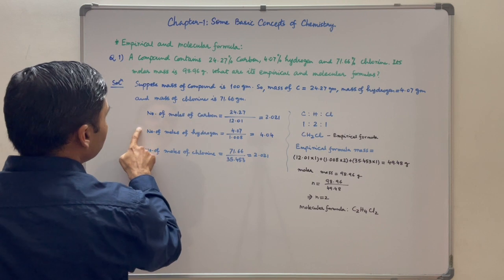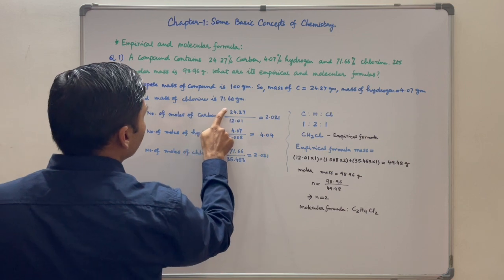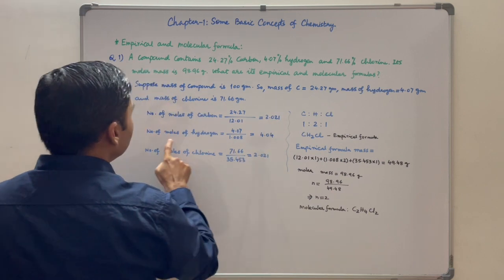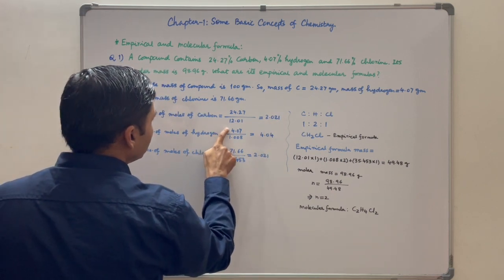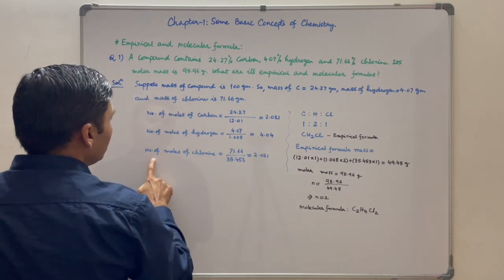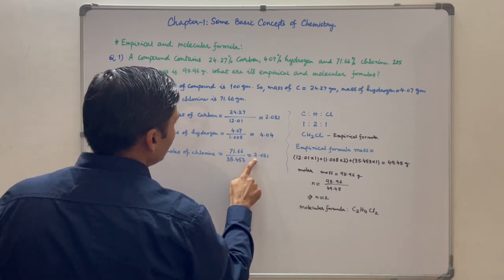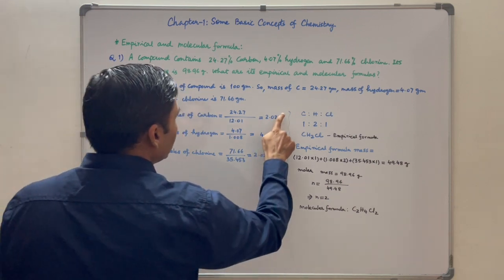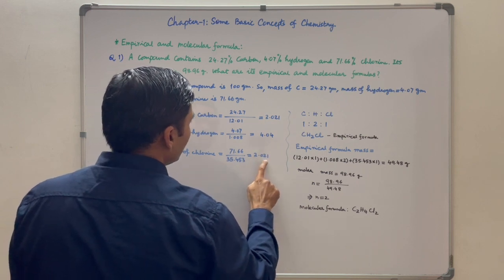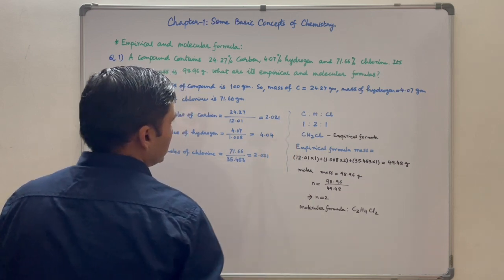Now we will calculate the number of moles of carbon, hydrogen and chlorine. Number of moles of carbon is equal to mass of carbon upon atomic mass of carbon. That comes out to be 2.021. Number of moles of hydrogen is equal to mass of hydrogen upon atomic mass of hydrogen. That comes out to be 4.04. Number of moles of chlorine is equal to mass of chlorine upon atomic mass of chlorine. That comes out to be 2.021. Now divide all three by the smallest number among them. So smallest is 2.021. When you divide all three, that comes out to be 1, 2 and 1 respectively.